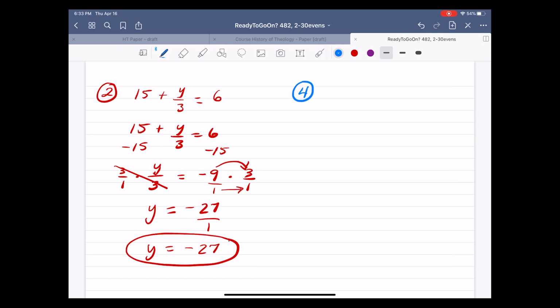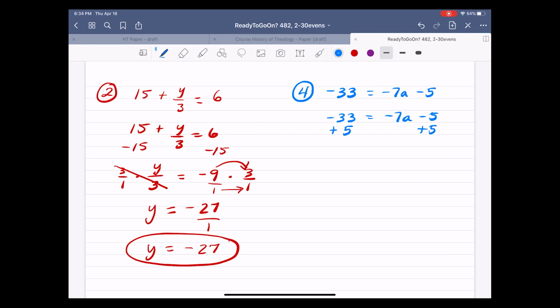Number 4 is negative 33 equals negative 7a minus 5. So my variable is a, and I first need to get rid of the negative 5, which is in the way of the variable being by itself. So I'm going to add 5. Minus 5 plus 5 is going to bring me to 0. If I add it to the right, I need to add it to the left.